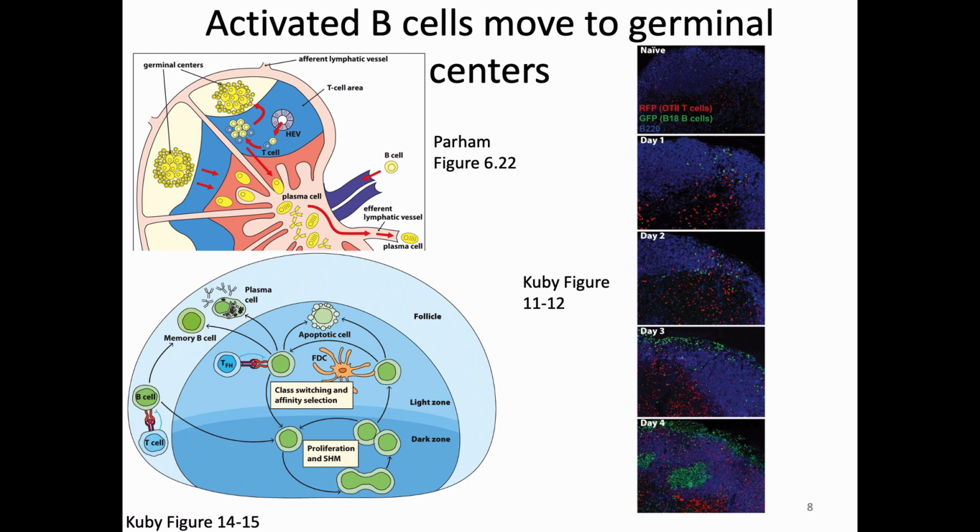This location is called the germinal center. And the germinal center is very key for B cells to be able to make their best possible responses. So if you want an awesome B cell response, you need to have that B cell go through this germinal center process.